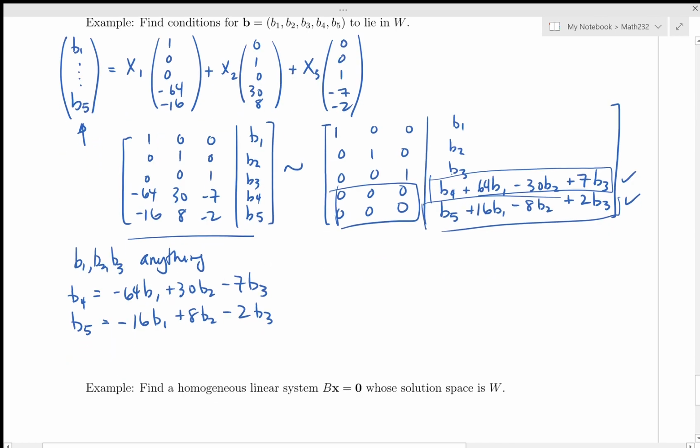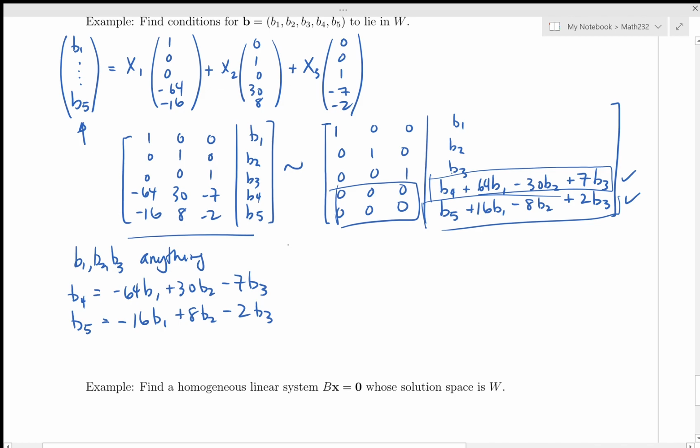So what you could do now, if you wanted to, is use these conditions for b to form one vector b that is in W and one vector b that is not in W. Then you could check using Gaussian elimination, perhaps on a computer so you don't have to do it by hand, whether that is indeed the case. That would actually be quite a good exercise to make sure that you understand what's happened here.